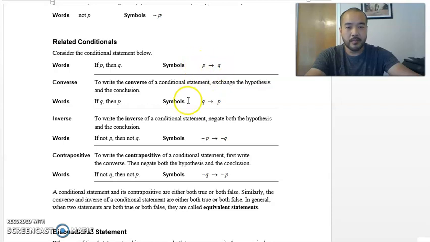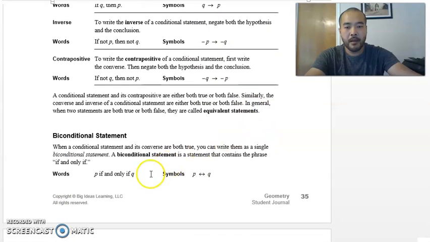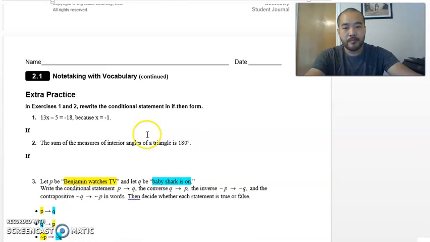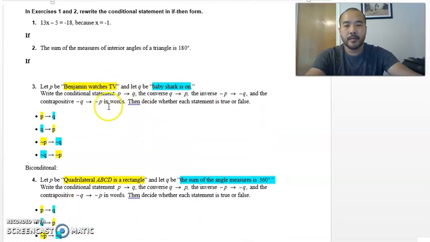So you've got conditional, you've got converse, inverse, and contrapositive. A biconditional statement we'll get to also at the end. You can only do a biconditional if the conditional and converse are both true. Okay, so let's get into what we're doing.